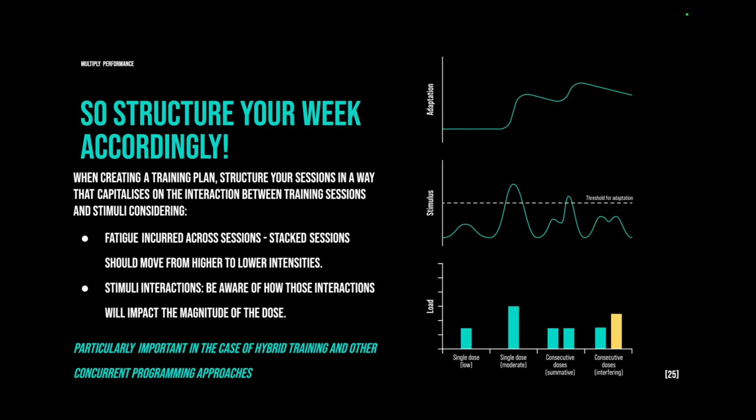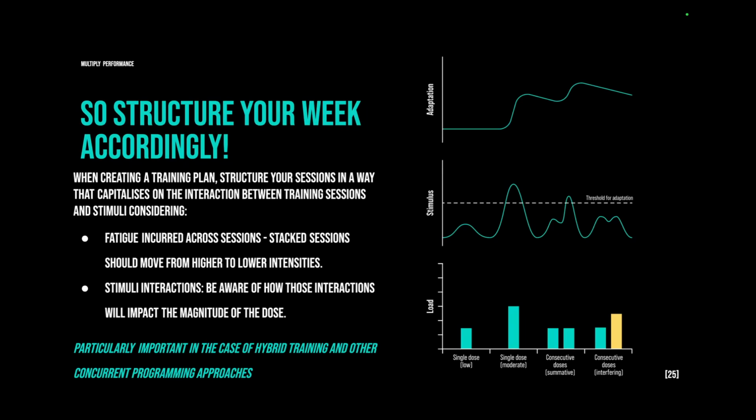The other thing that we want to consider is the interactions between different stimuli that we just covered. We want to be aware of how those interactions will impact the magnitude of a dose. So if I do 2 sessions back to back, but those 2 sessions are summative, I might find that I can get away with doing a smaller dose in each session, but still, by combining those 2 sessions on 2 subsequent days, meet a threshold for adaptation.